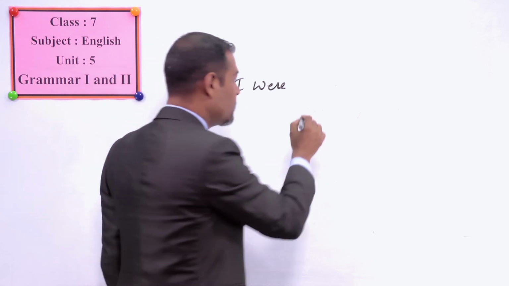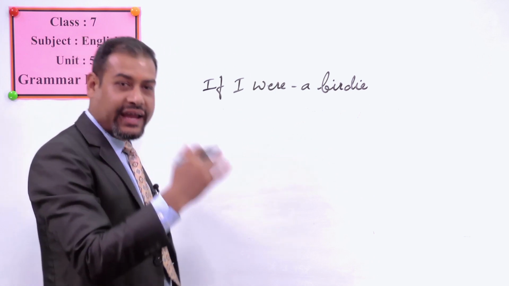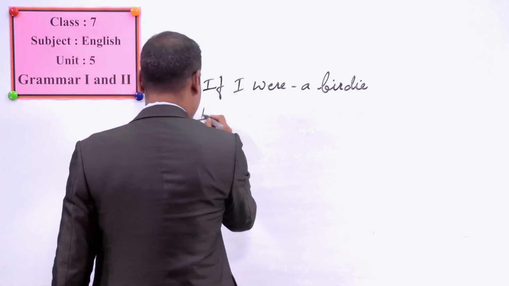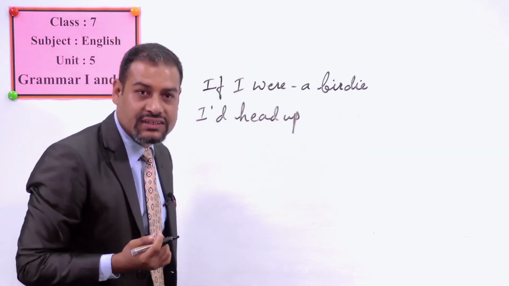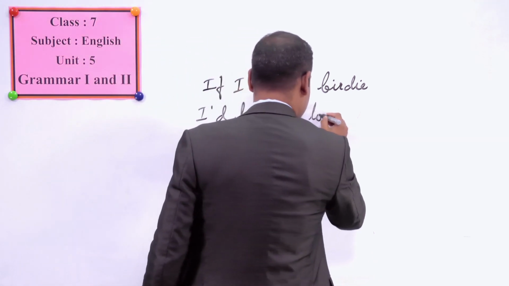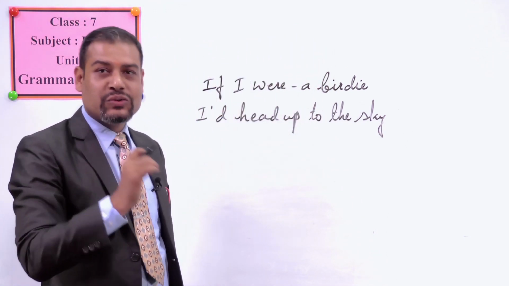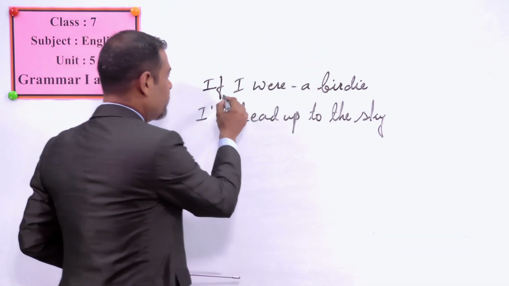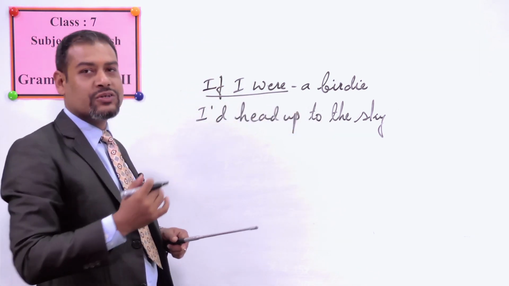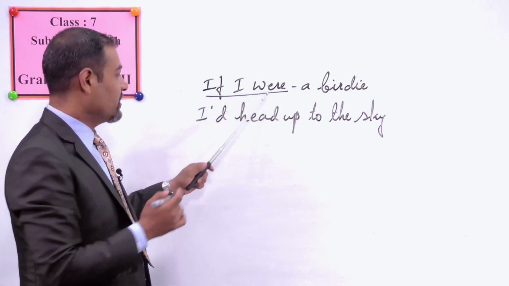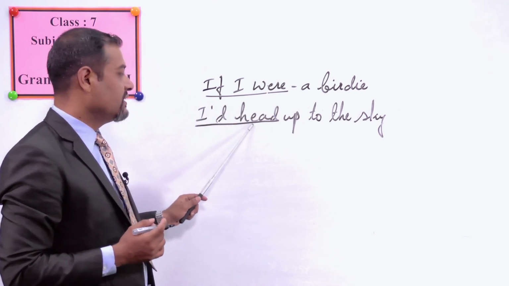and what is there? A birdie. Now, another line you have to tell me. I would head up. I would, H-E-A-D, head up. What is the rest of it? To the sky. Yes, to the sky. Okay. Now, here you have to notice the structure. The structure is, see, if I were. We practiced it. And here also in this poem, if I were, and then here is I would head. Now, here is would and this is infinitive.